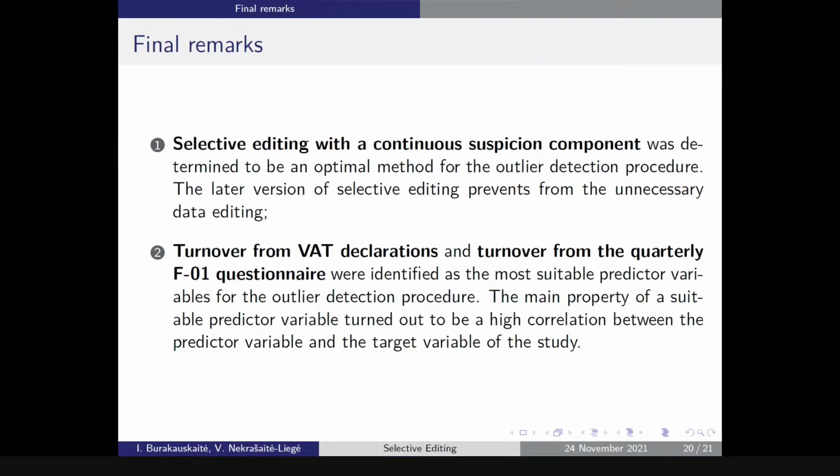So 2 final remarks were made. Selective editing with a continuous suspicion component was determined to be a better outlier detection procedure, since it lets us avoid unnecessary data editing, and turnover indicators were identified as the most suitable predictor variables for the outlier detection procedure. And the main property of a suitable predictor variable turned out to be a high correlation between the predictor variable and the target variable of the study.